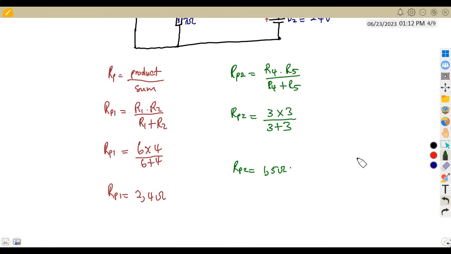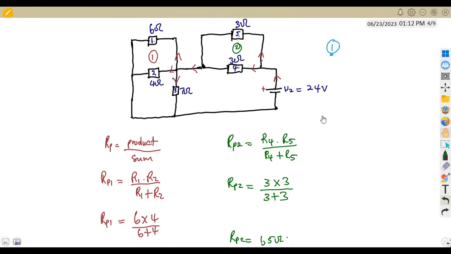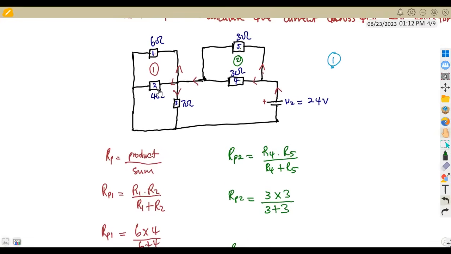All right, and like I was saying, this was a much more complicated circuit. Now we have combined these two resistors into a single circuit, meaning to say we are now having a single resistor here.